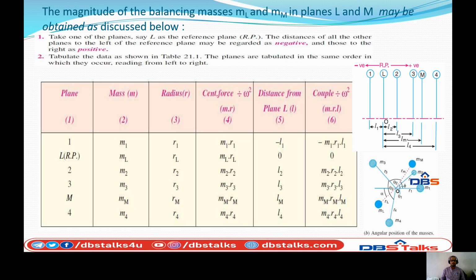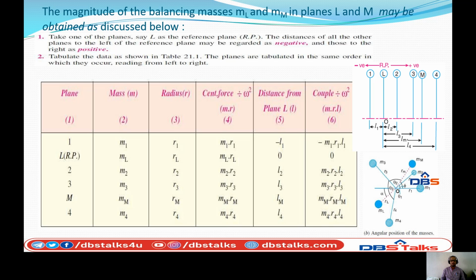So for the planes, you just write the position each has in the position diagram. That means 1, L, 2, 3, M, 4. We have to follow the same order: 1, L, 2, 3, M, 4, where L is the reference plane. You just mark the reference plane.